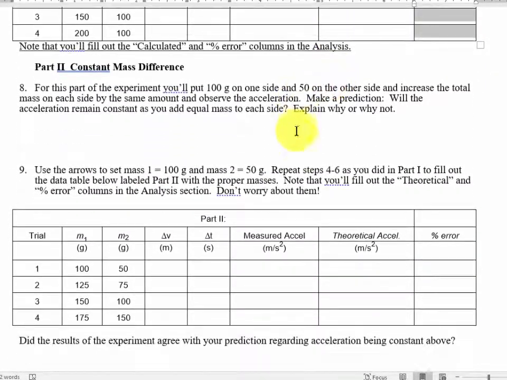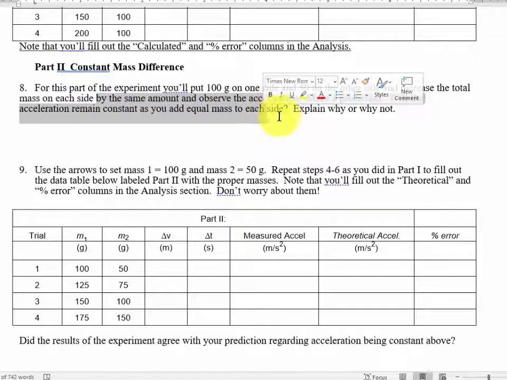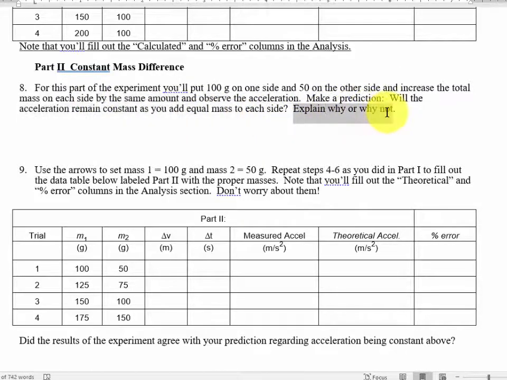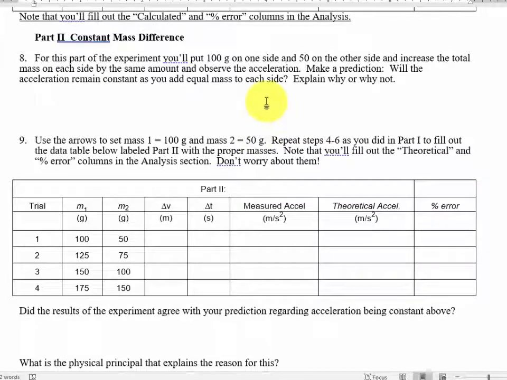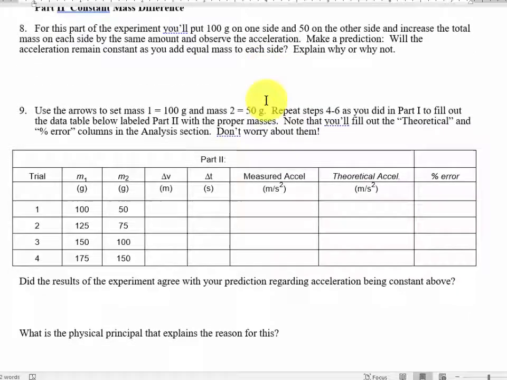Then I'm going to have you do a similar experiment, but keep a constant mass difference. I want you to make a prediction. Will the acceleration remain constant as you add mass equally to each side? Explain why or why not. And again, I don't care if your prediction is right or wrong. In fact, there's a really good chance that your prediction is not going to be right. I think we learn things when that happens.